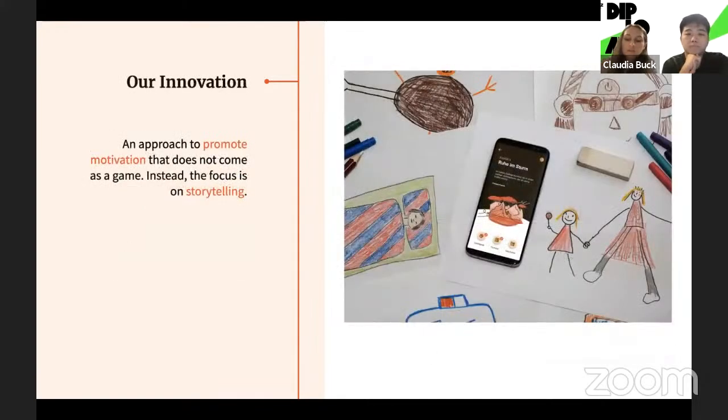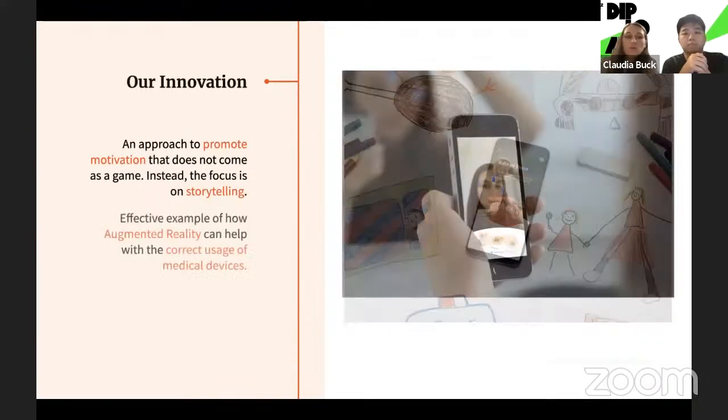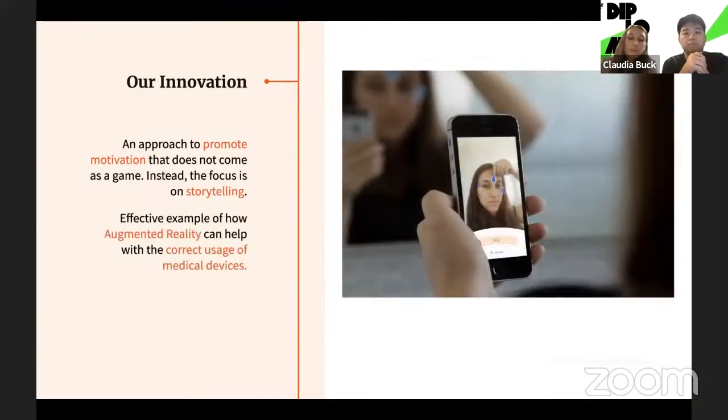With Journey to Recovery, we are presenting a new approach to promoting motivation, which does not come in the form of a classical game. Furthermore, we have developed an effective example of how augmented reality can help the patients at home during their treatment.